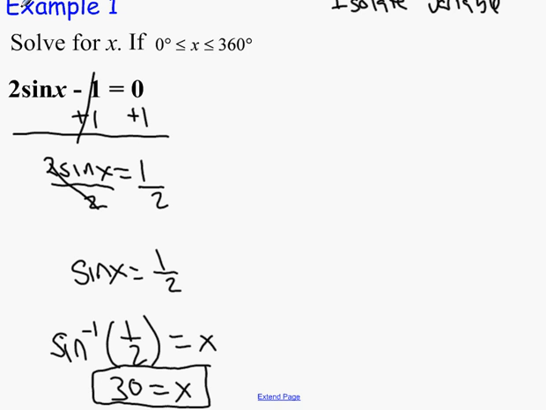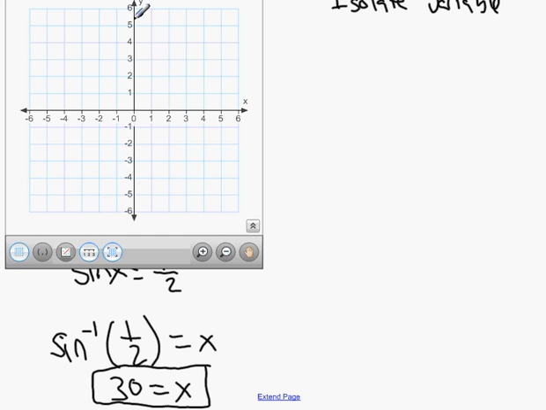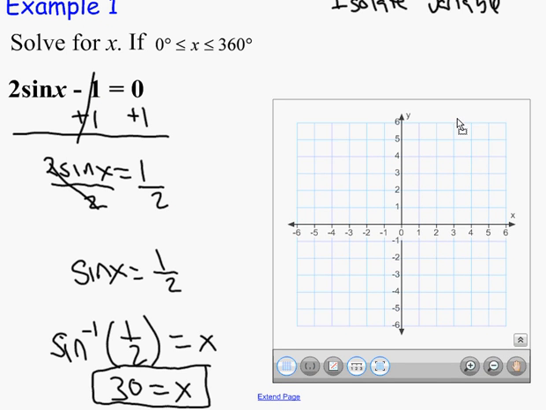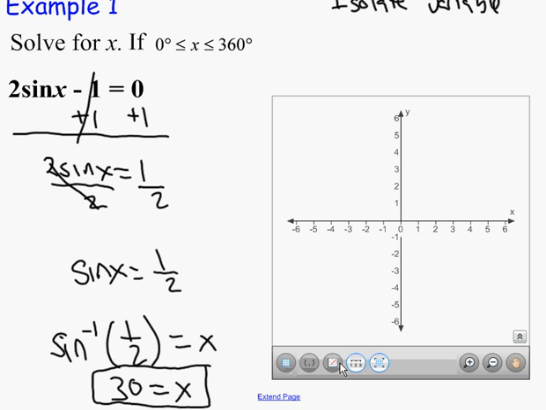How do we find the other angle that has a sine of 1/2? Well, I'm glad you asked, and let me show you. We're going to use this 30-degree angle that we got as a reference angle to find the other angle. Okay, so here's the thing, all right?